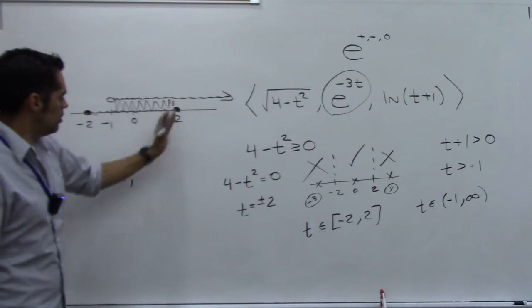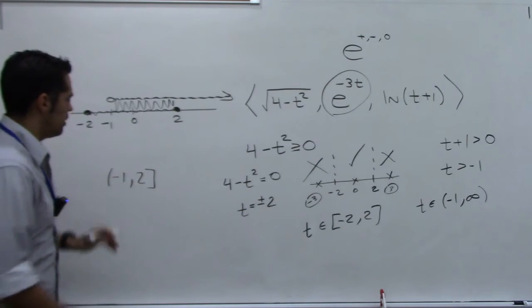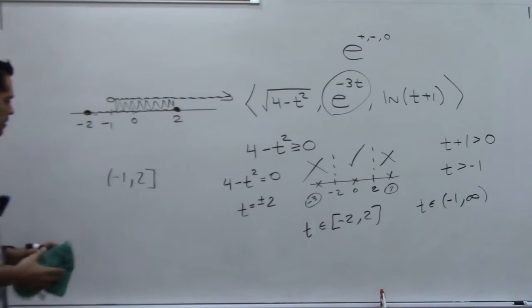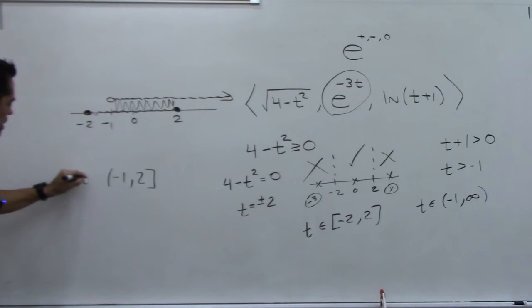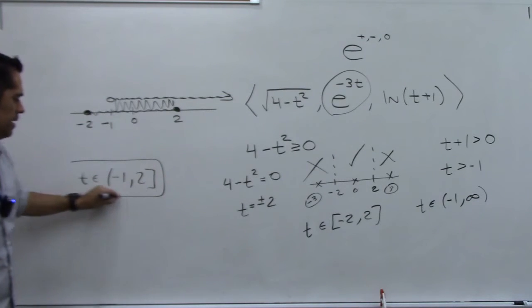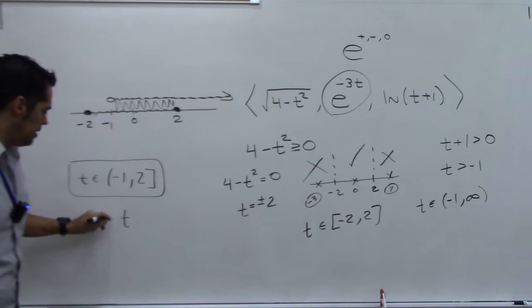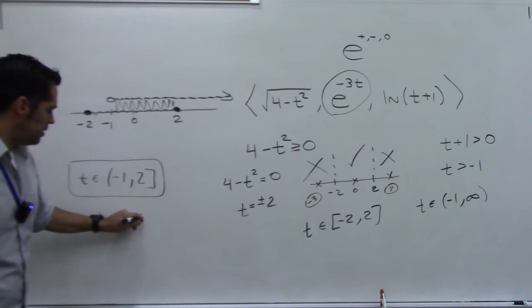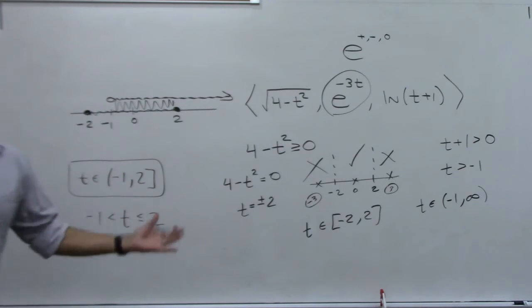And then I would want to include 2. But I couldn't go past 2. I couldn't go to the left of negative 1 either. So t must be an element of this set. So your domain is that. You could also write t is greater than negative 1, but less than or equal to 2. Yeah, we're done.